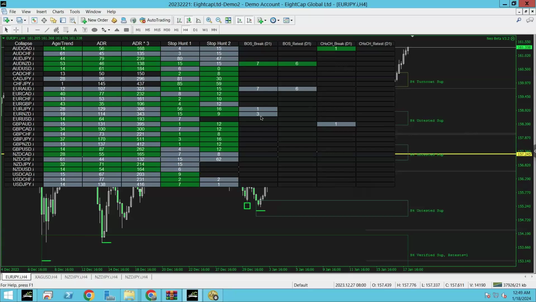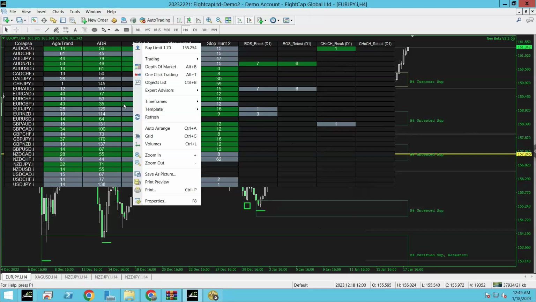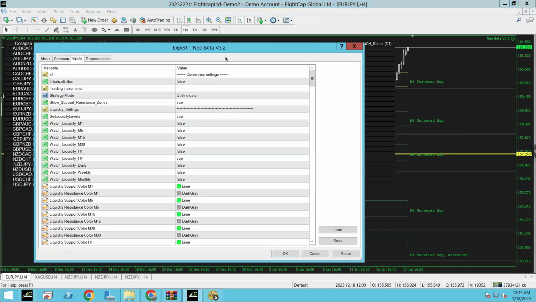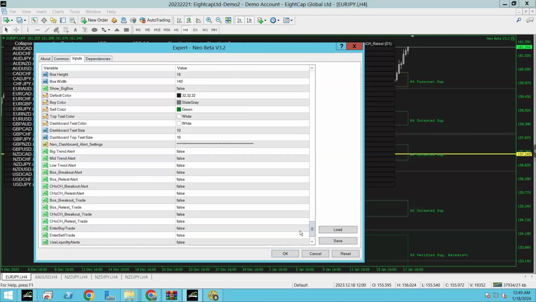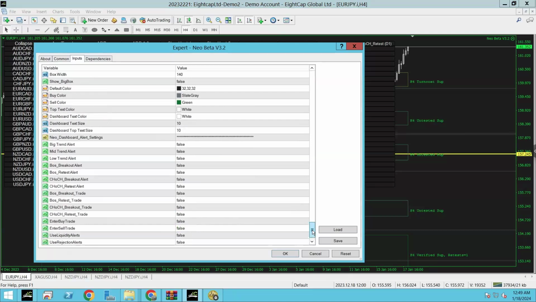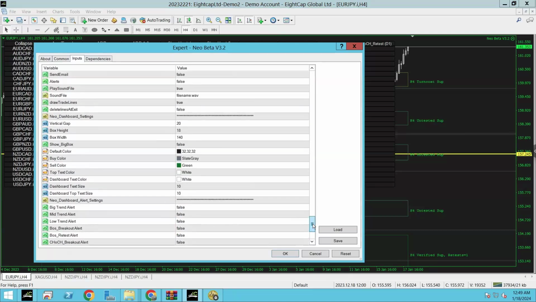Some of us have similar smaller screens. If you're talking about you can't see it, then you need to go to your settings here and expert advisors. This is what you got to do, mate. It's all in the Discord. It explains all this stuff. You can go to here and then you scroll down. I need to check my MT4 on my server, it's running a bit slow for some reason. But here you go. When you scroll down to Neo dashboard settings, you can change the box height, the box width as well. So it's the height and the width you want to play with.